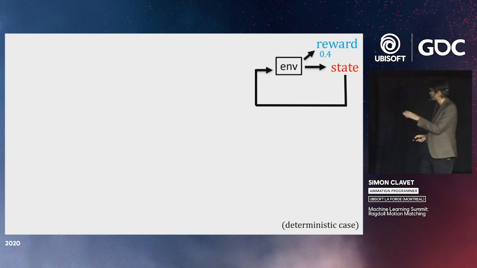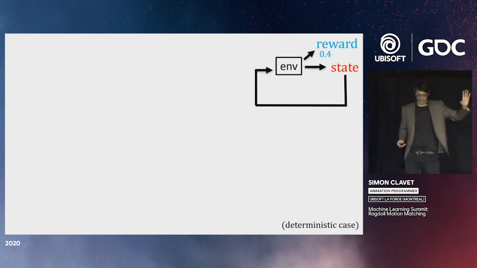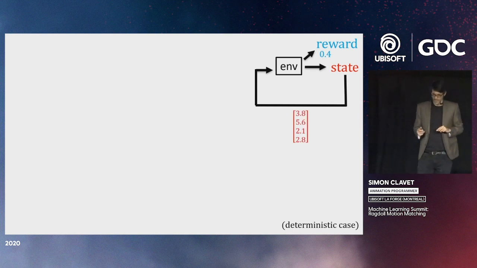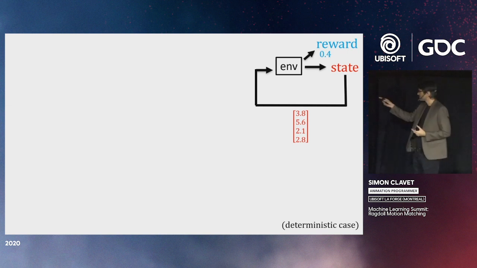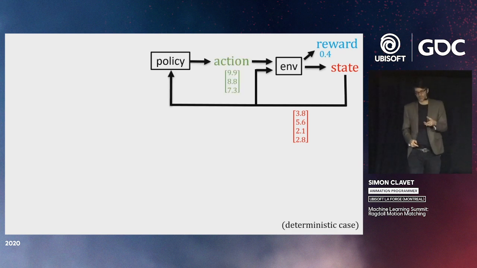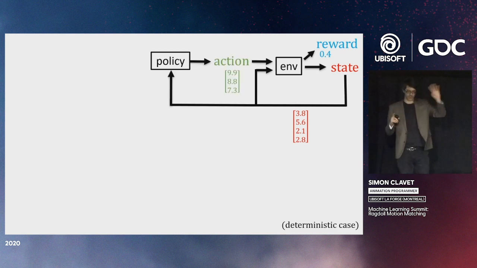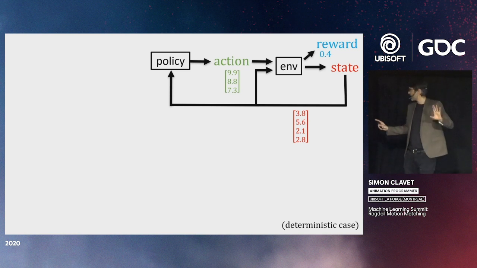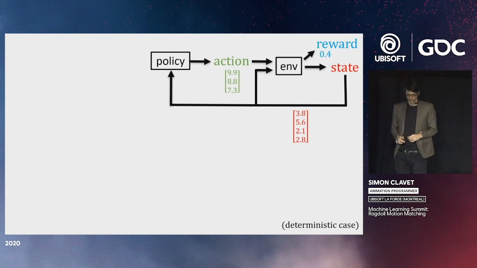So we'll go back to the deterministic case. Let's forget about randomness for a little bit. Now the state is a point. Let's say there are 4 dimensions. It's a continuous little point there with 4 dimensions. And the action is also a continuous point in some other space. Let's say there are 3 dimensions there.